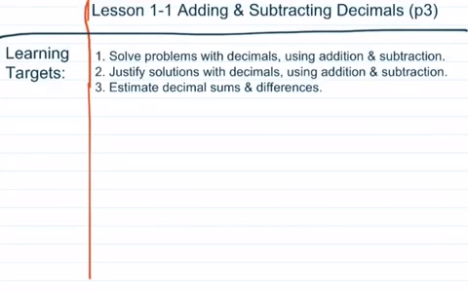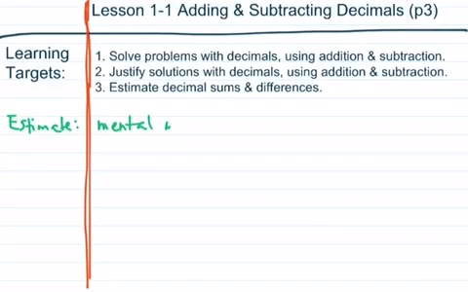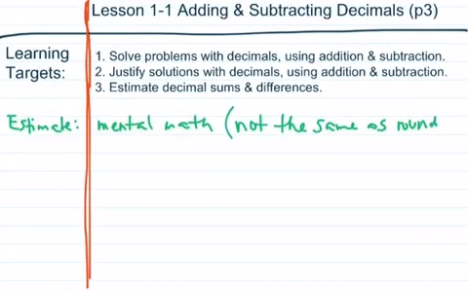So we're going to talk first about a couple of terms. We've got our Cornell note format where we've drawn a line down the left-hand side, and we're going to come up with a couple of terms. In Cornell note format, we're going to write down estimate, because we're going to be asked to estimate, which is using mental math. Mental math, I want you to note, is not the same as rounding.